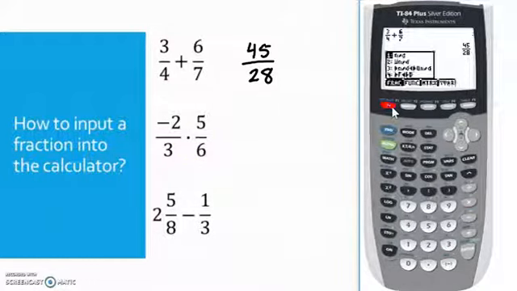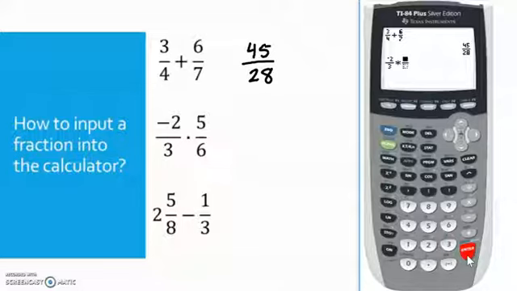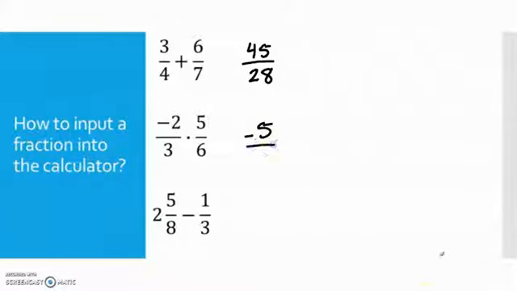Alpha Y equals enter. And it says 5/6. So 5 and then a 6 down there. Okay, just hit enter. And it's -5/9. Awesome. -5/9. Okay. Now, you could do that in your head.